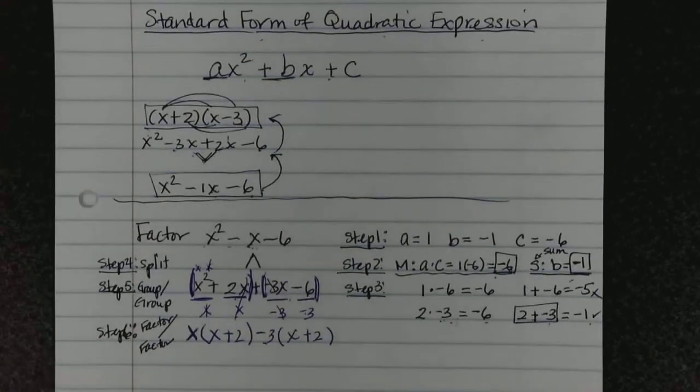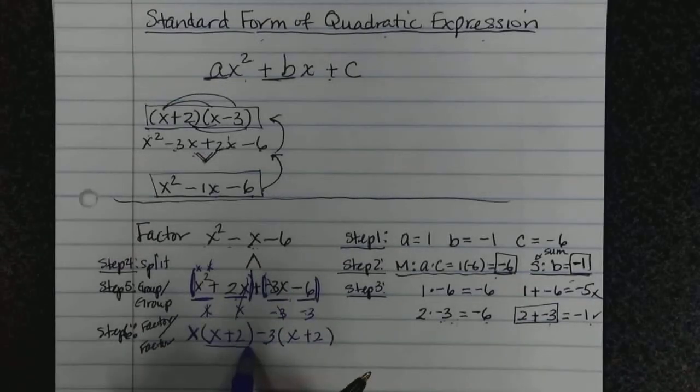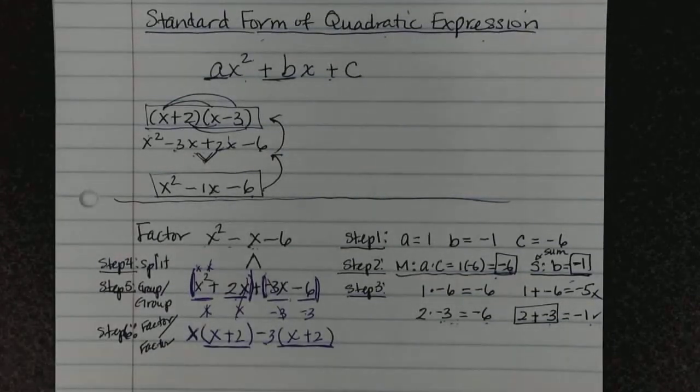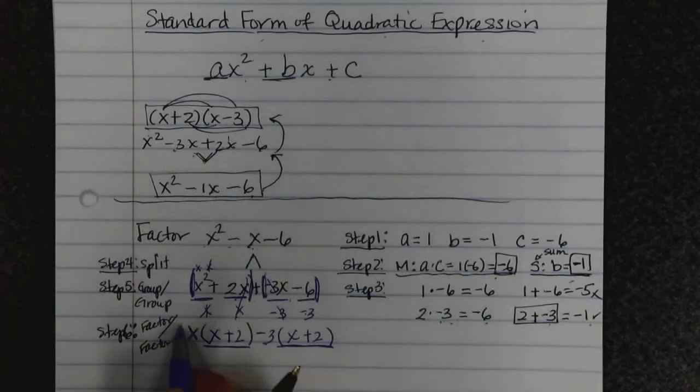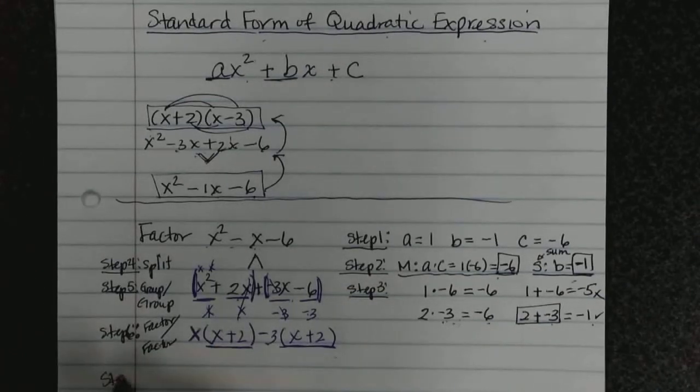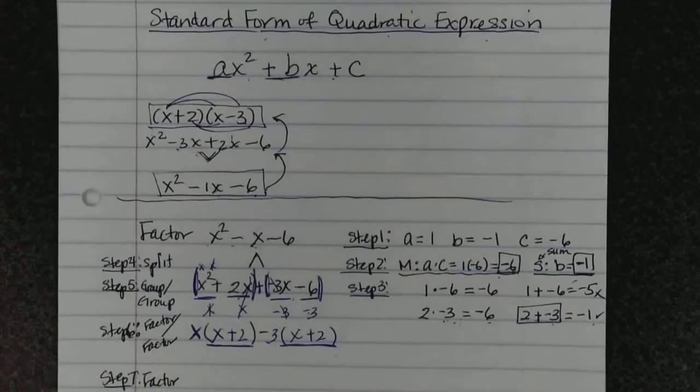Now, the very last step will give you your answer. When you factor, you have to make sure that this right here and that right there are the same. If they're not the same, you did something wrong. And since they're the same thing, as a whole, we're going to factor one more time, and that will be your step 7. Factor one more time as a whole.